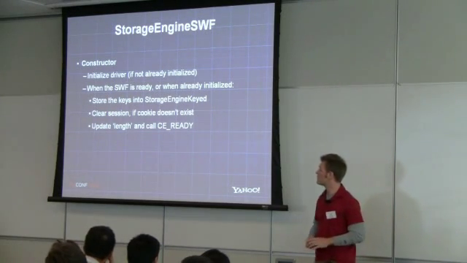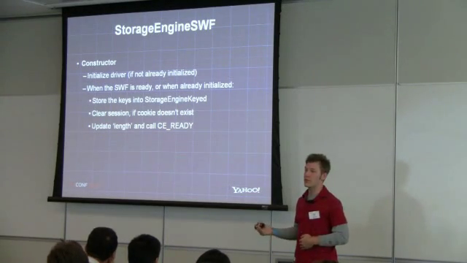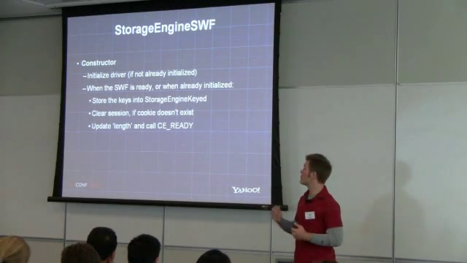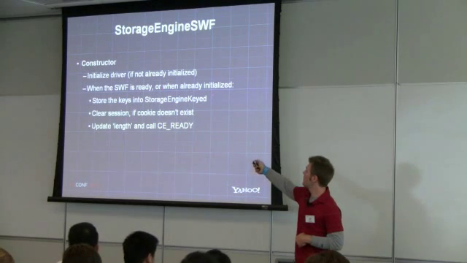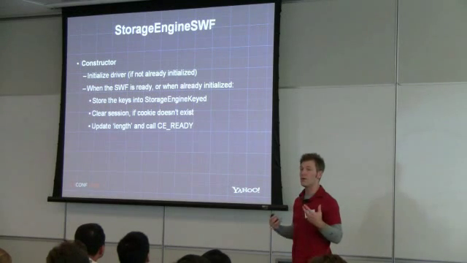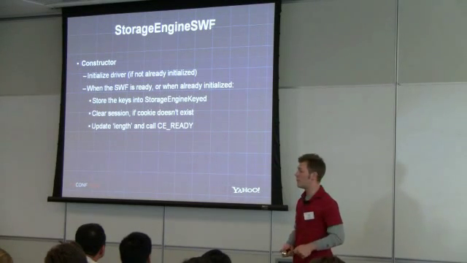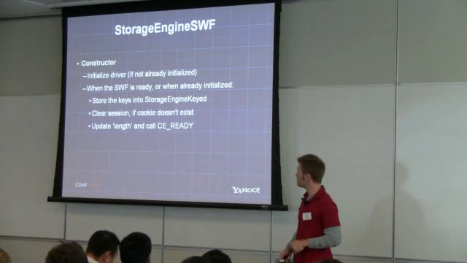So the constructor for the Swift, what's it going to do? It initializes a driver. That's going to instantiate the Swift object, which will go out and fetch the Swift object. When that's ready, it'll fire the Swift ready event, and then we can use the storage engine keyed to queue up all of the keys onto the JavaScript side. We can clear any session cookies that existed from before. We update the length, and we'll call the custom event ready.